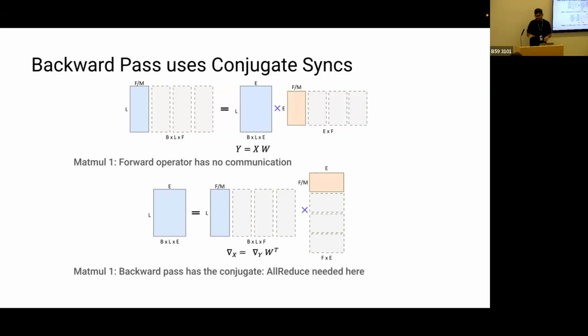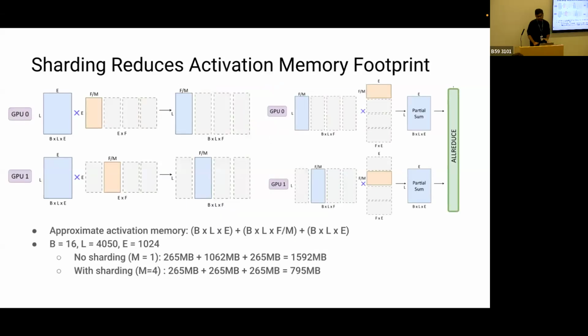But like I said, the backward pass is always the conjugate operation. If your forward pass doesn't have communication, your backward pass would have to all-reduce. If your forward pass has to all-reduce, your backward pass will not have any communication. So this is how it generally works throughout the transformer layer. And once you've done this, you're basically done tensor parallelizing your MLP layer.